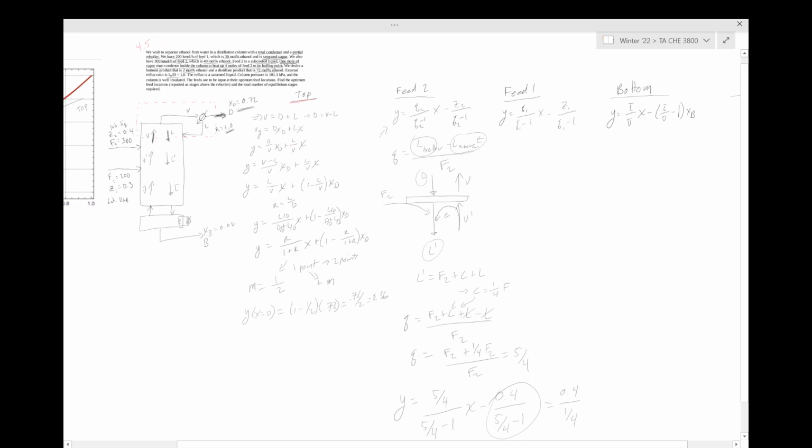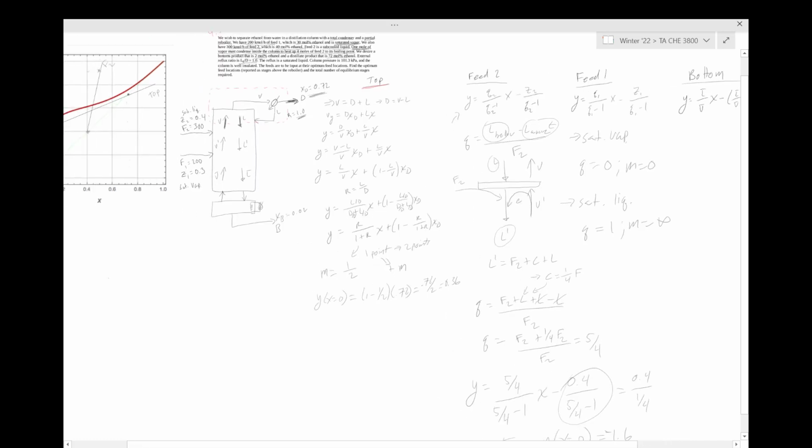Something that it tells you, however, in feed 1 is that it is a saturated vapor. Now in the book, it derives the fact that if you have a saturated vapor, your Q is equal to 0. If you have a saturated liquid, your Q equals 1, which means your slope then goes to infinity. And for this, you also get a slope equal to 0. So that's easy enough. We have a point and we have our slope for our feed 1 operating line.